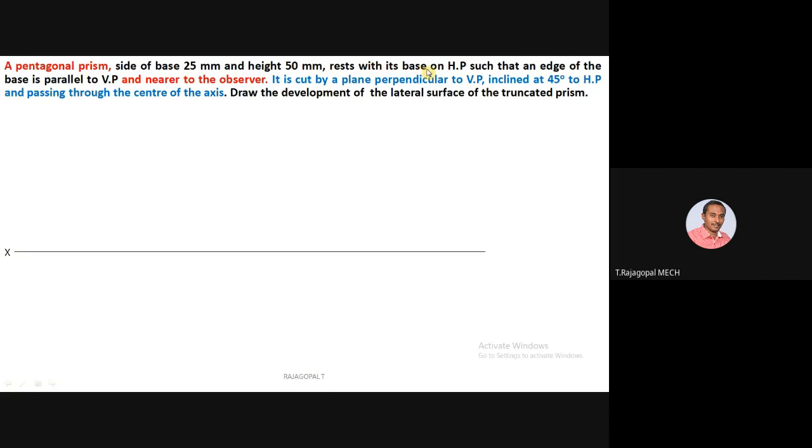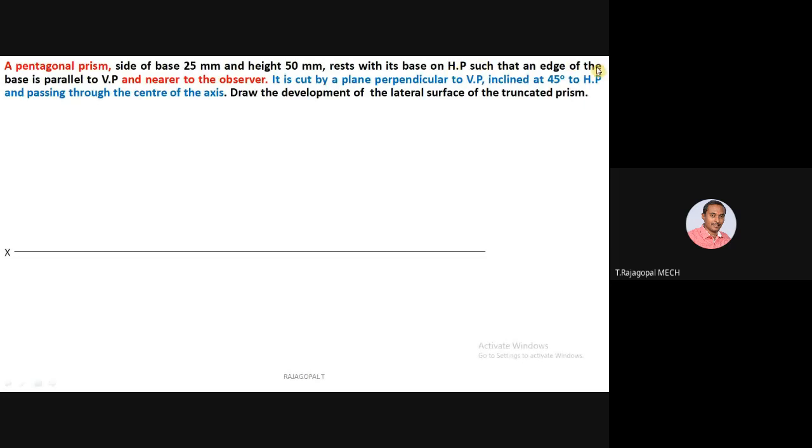Rests with its base on HP. Whenever the base is on HP, what is your position of, I mean, top and front view? Then we will identify the position of solid. Draw pentagon on top. Yeah, good. Pentagon on the top view. What is the position of pentagon? Base is on HP. Whenever the base is on HP, your top view is always the base, whatever the shape. Here, pentagonal prism. So pentagon will be the top view. Front view will be a rectangle in case of prism.